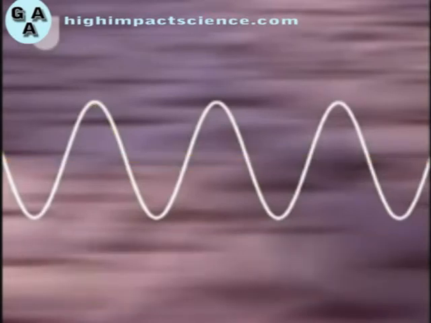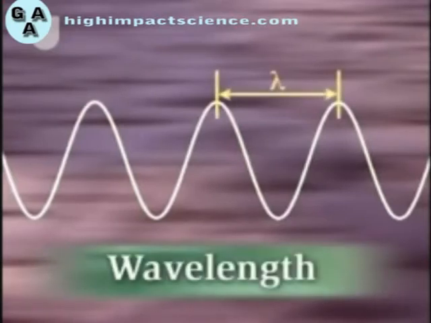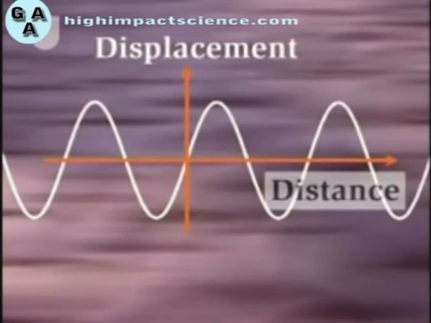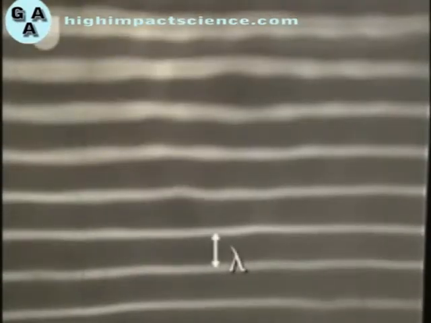We can also use this static picture of the wave to define its wavelength. This is the horizontal distance between two successive crests or two successive troughs. Wavelength is represented by the Greek letter lambda. In fact, you can think of this snapshot of a wave as a graph showing the vertical displacement of the wave as a function of distance at a particular instance of time. If we look at the waves moving, you can see the wavelength is the distance between two successive crests.